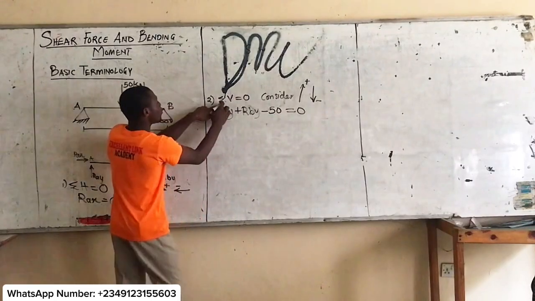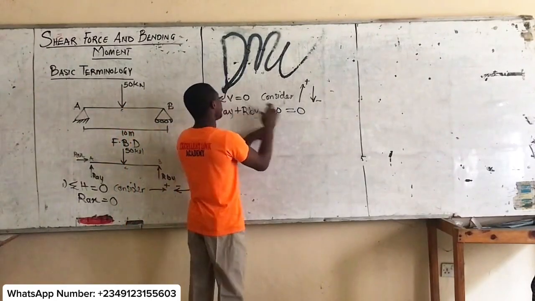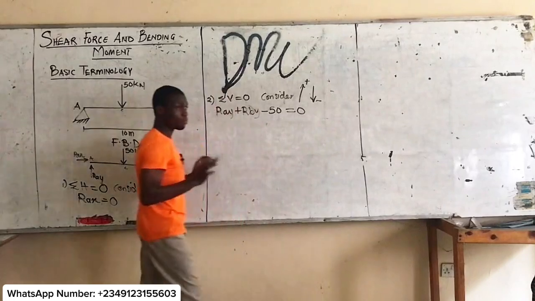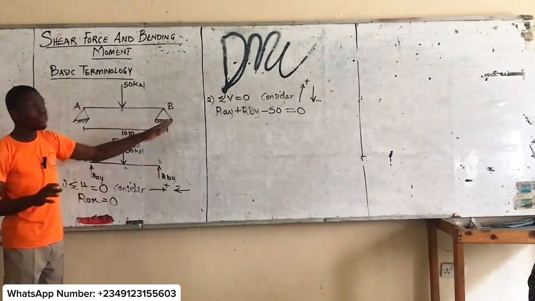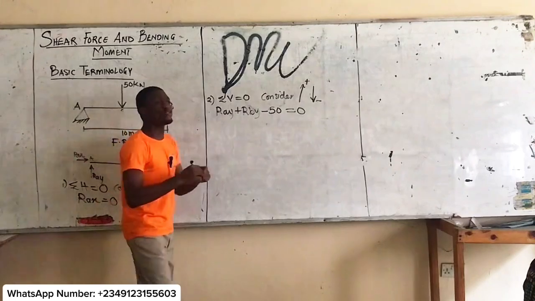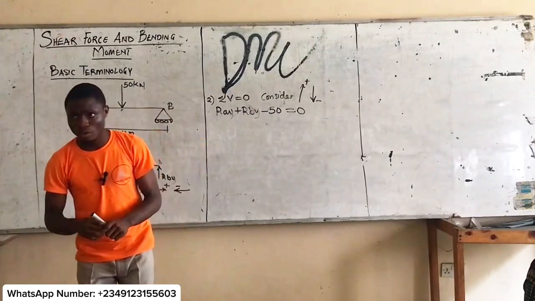What do we mean? Summation V is everything here, equal to 0. Any problem? No. Now look up. I can't look for two things at the same time.